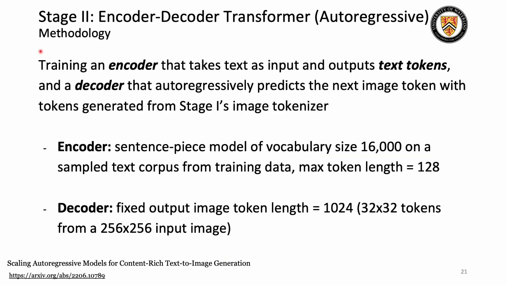The encoder is designed to process textual input and convert it into text tokens, utilizing a SentencePiece model with a vocabulary size of 16,000 based on a sample text corpus. It has a maximum token length capacity of 128. Meanwhile, the decoder focuses on predicting the next image token in a sequence, taking as input the image tokens generated from stage 1's image tokenizer. The output from the decoder is structured into a fixed length of 1024 image tokens, which correspond to a grid of 32 by 32 tokens for a 256 by 256 image.